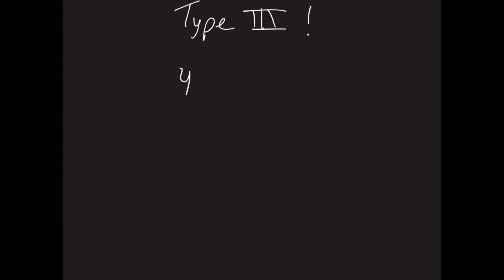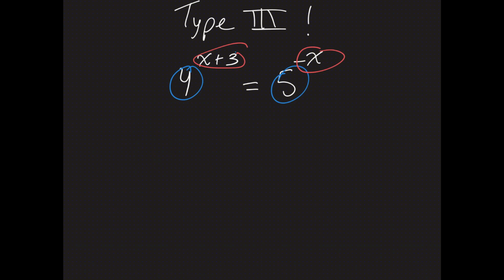So what's an example of that? Well, if we have 4 to the x plus 3 is equal to 5 to the minus x. All right, so here's an example where not only are the bases not in common, but there are exponents on both sides. If I took log base 4 of both sides, then I'd end up with something that's not super nice. So what do I do here?